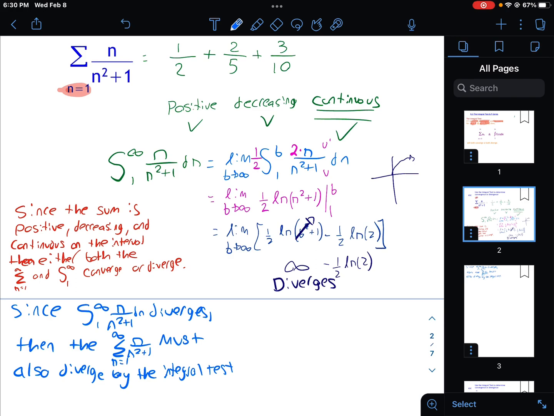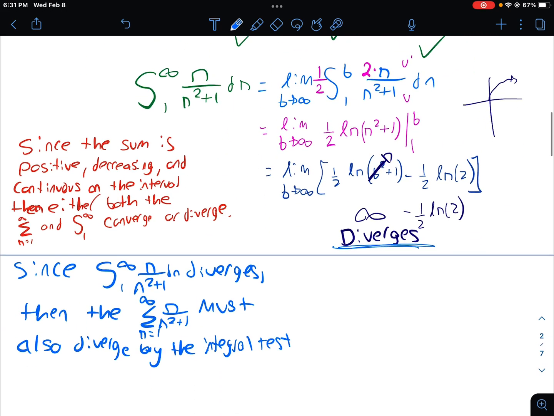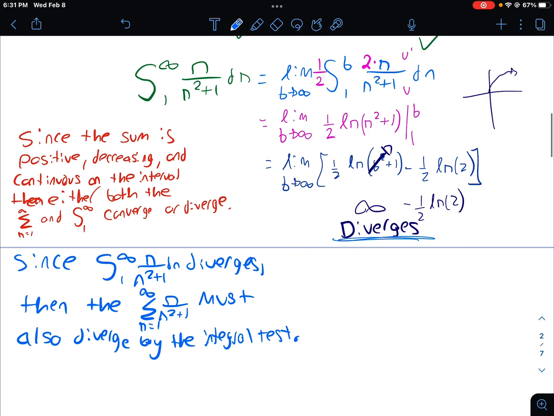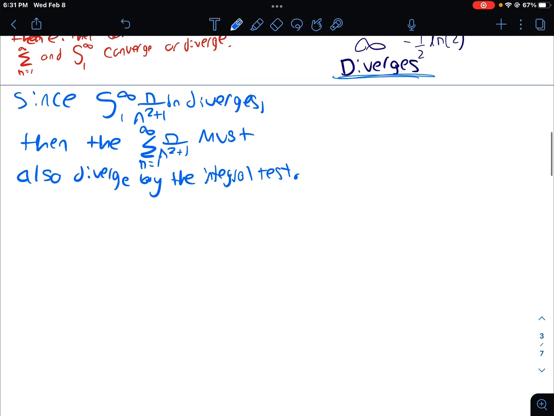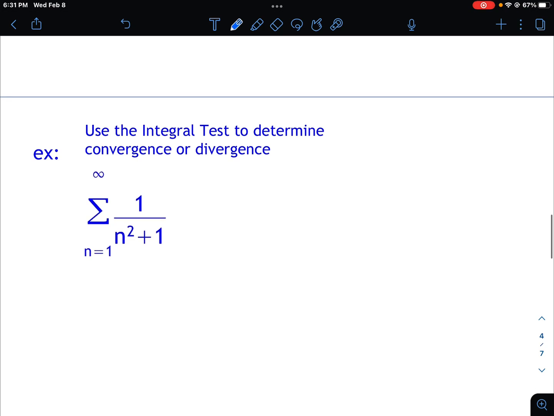Okay. The blue part is the part that's important. If it's able to apply because it's positive, decreasing, continuous, then we're able to apply the integral test. We applied the integral test. We found that the improper integral diverges, which means that the series also diverges. Okay, and that's the basic concept. What we're going to do is go down to the next one. Let's see what happens. Okay, use the integral test to determine convergence or divergence.